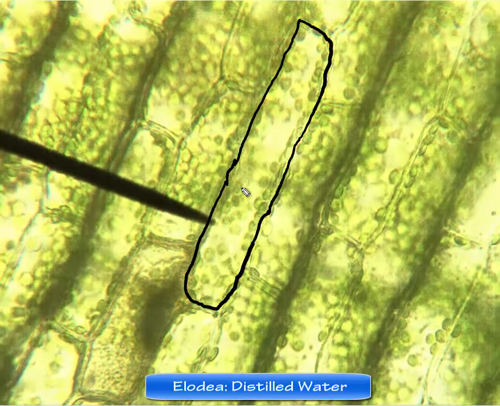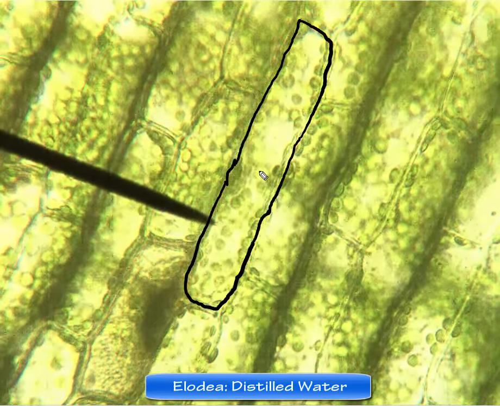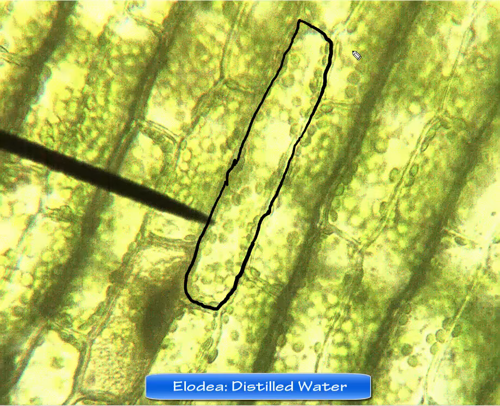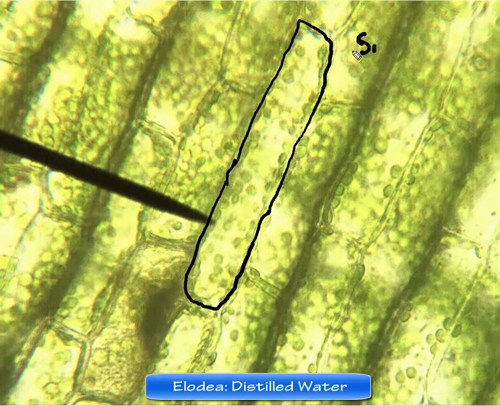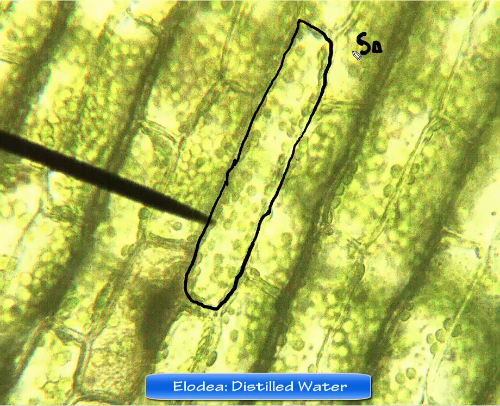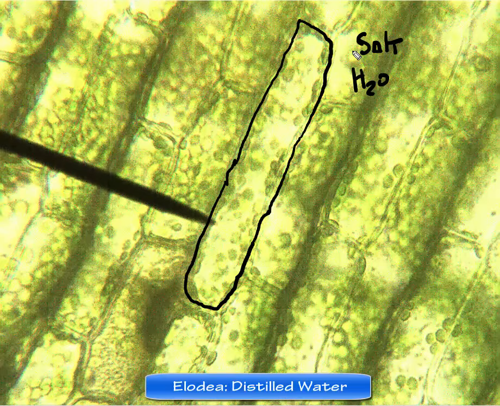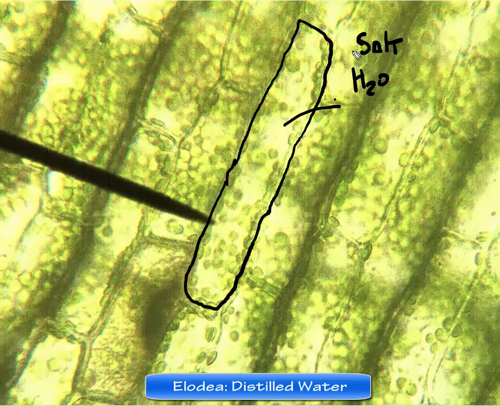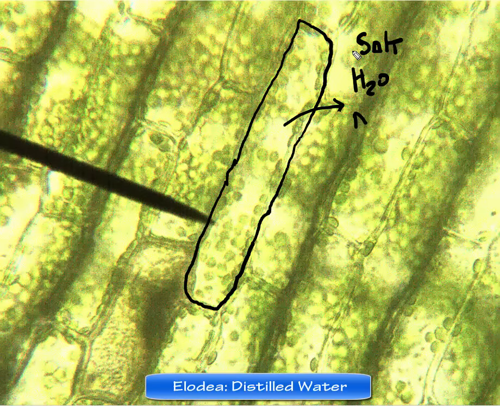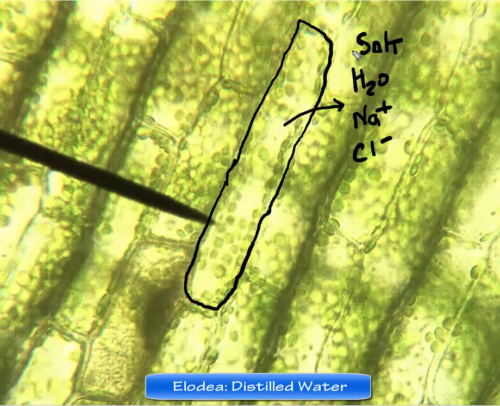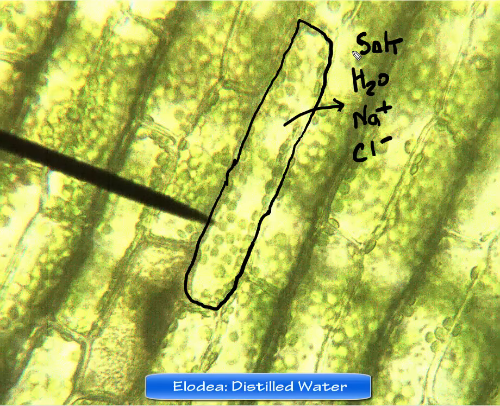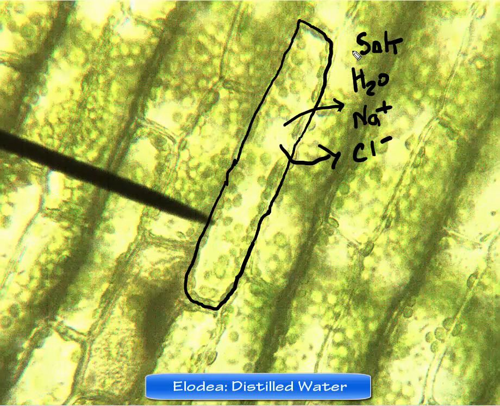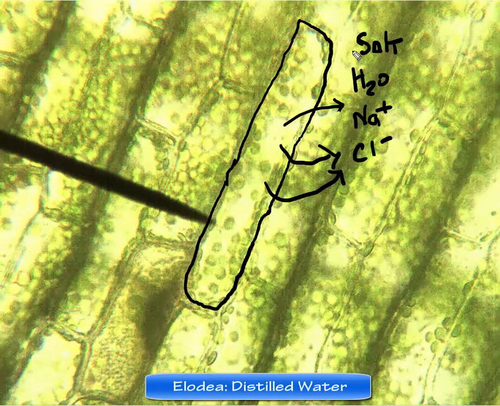So what we're going to do next here is I'm going to go ahead and add some salt water to this. If I add salt water to this surrounding area, the water inside of this Elodea is going to chase the water out of the cell, because salt water has sodium and chlorine, which both dissolve in water, and these are charges. And so water is going to always chase the charges out of the cell.